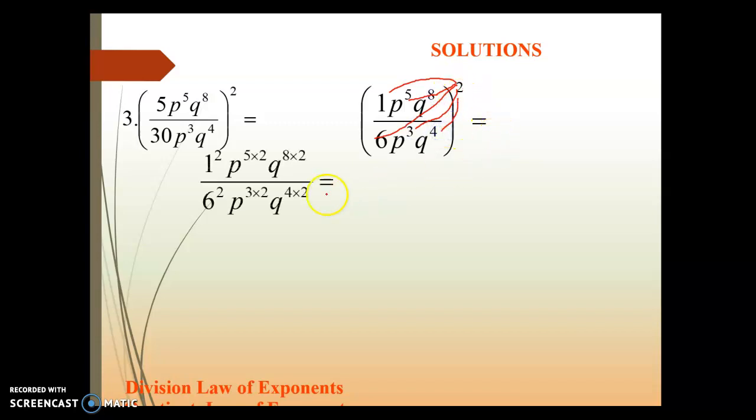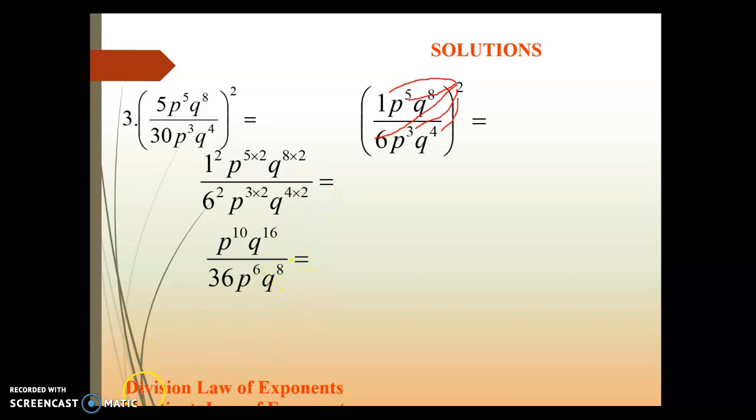So what do I mean? So with this 1 squared, 6 squared, and then P to the 5 times 2. In the denominator, 3 times 2, Q is raised to 2 times 2, and then Q to the 4 times 2. Okay, and then you simplify. So you may not write this one anymore since it's 1 now. So P raised to 10, then Q raised to 16, 36, since 6 squared is 36, and then P to the 3 times 2, right? And then Q to the 4 times 2, which is equal to 8.